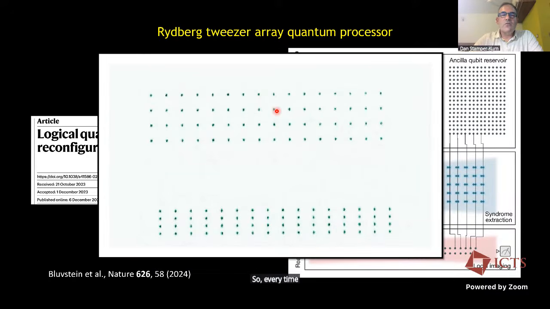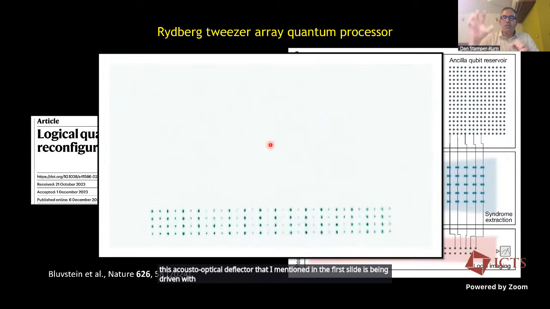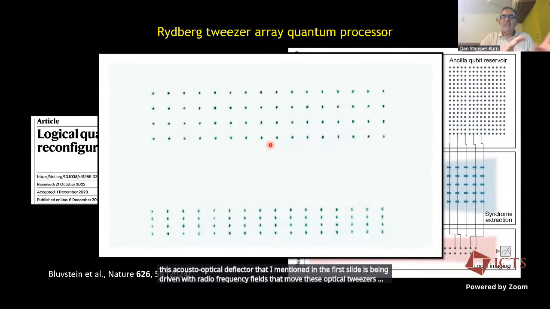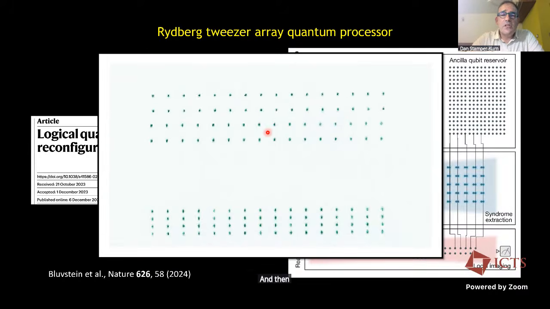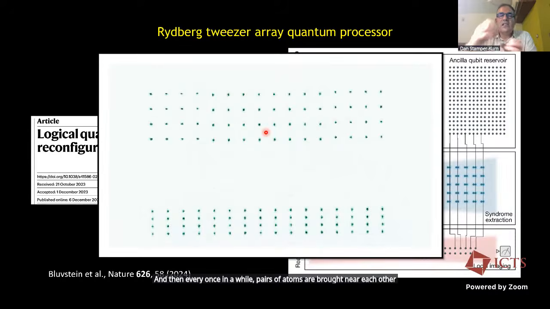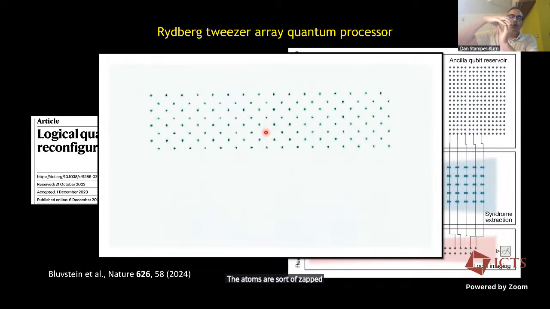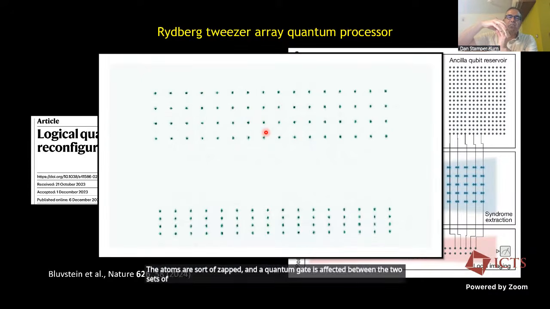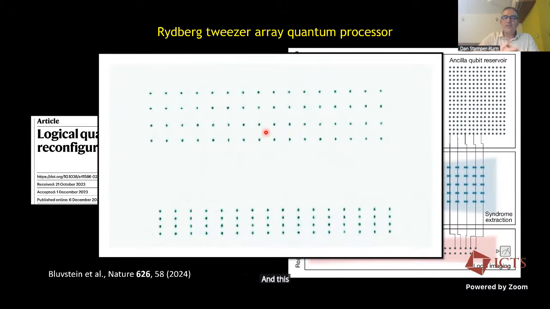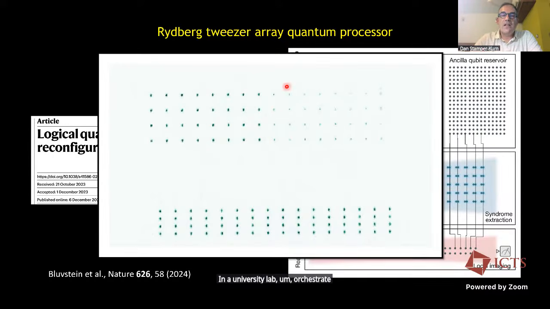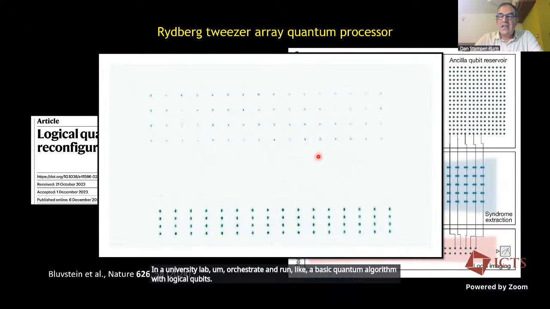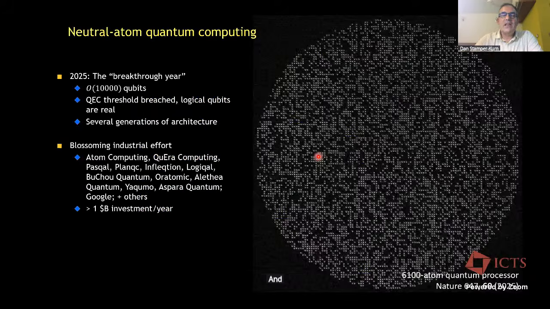So every time atoms are moving around in this video from place to place, this acousto-optical deflector that I mentioned in the first slide is being driven with radio frequency fields that move these optical tweezers around, and the atoms move with them. And then every once in a while, pairs of atoms are brought near each other, and you see that little circle there indicates that at that point, the atoms are zapped, and a quantum gate is effected between the two sets of atoms. And this motion is something that you can, in a university lab, orchestrate and run like a basic quantum algorithm with logical qubits. It's really an amazing thing, and it's developing extremely rapidly.